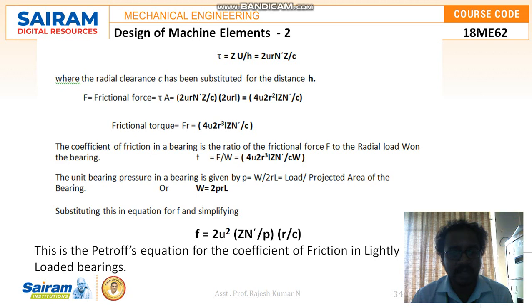The coefficient of friction in a bearing is the ratio of the frictional force F to the radial load W on the bearing, that is f is equal to F by W, which is equal to 4 pi squared R cubed L Z n divided by c W. The unit bearing pressure in a bearing is given by P equal to W divided by 2RL, which is load divided by the projected area of the bearing. So W is equal to 2 P R L. Substituting this in the equation for f and simplifying, we get f is equal to 2 pi squared Z n by P into R by c. This is the Petrov equation for the coefficient of friction in lightly loaded bearings.